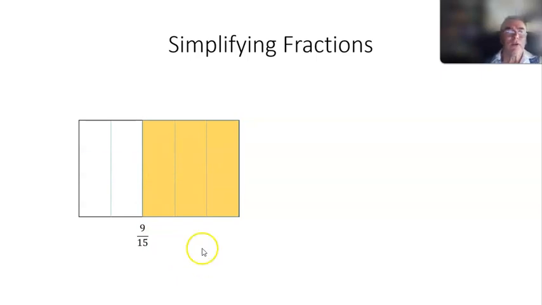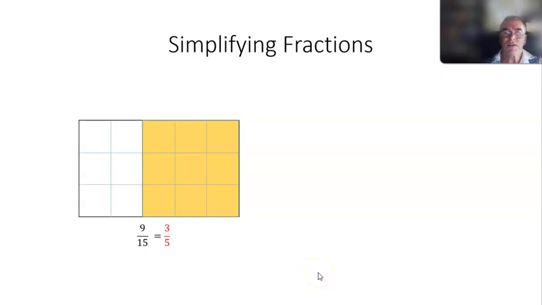I've now cut it into 5 pieces, and you'll notice I've got 5 pieces altogether and 3 of them completely coloured in. So we can now say that 9/15 is the same as 3/5. They're equivalent fractions, and we've changed the 9/15 down as small as possible. So there's our 9/15, and it's the same as 3/5.